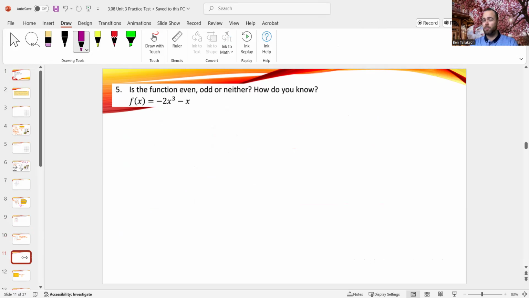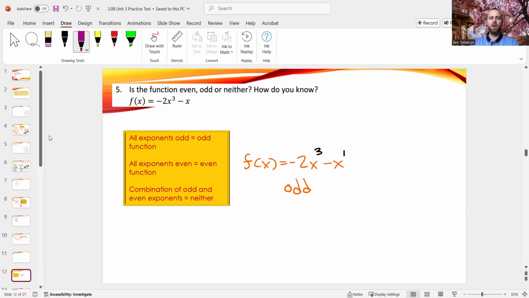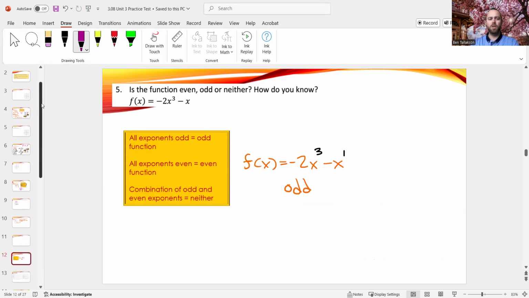You identified if a function was even, odd, or neither from a graph, but do you remember how to do it with a function? Here's my clue. It's all about the exponents. If you said odd, you are 100% correct. It's all about the exponents. If all of them are odd, the function's odd. If all are even, it's even. And if there's a mixture, then it's neither.